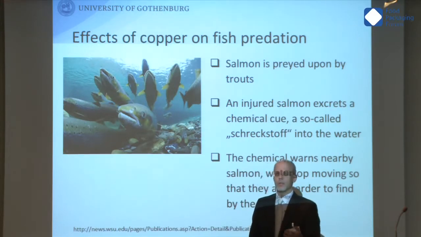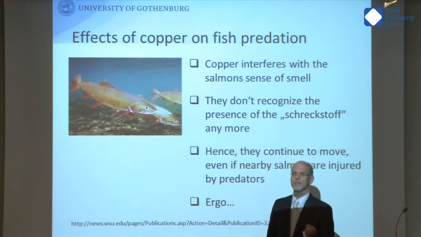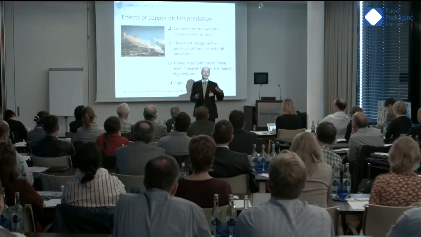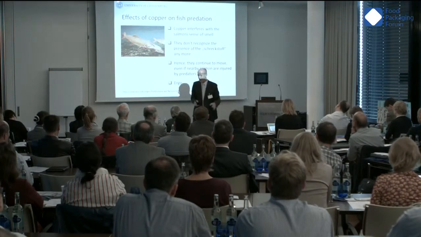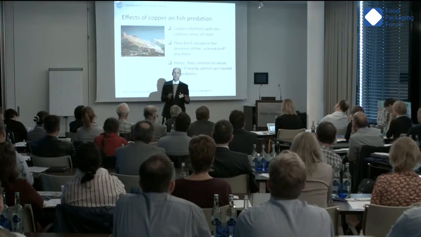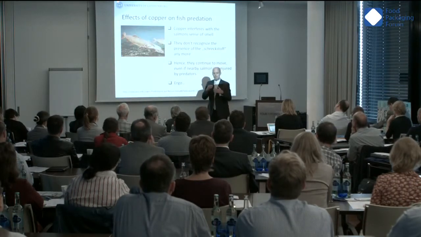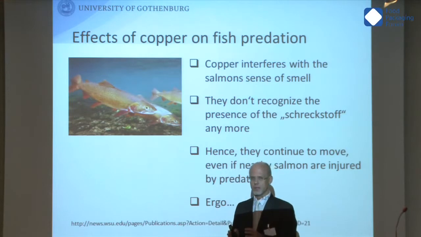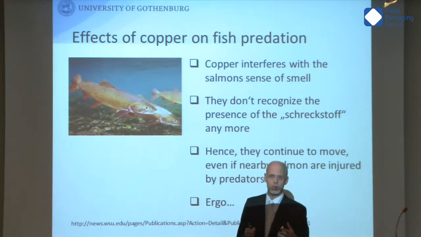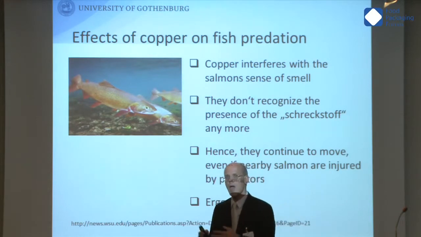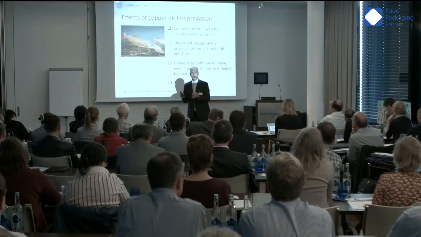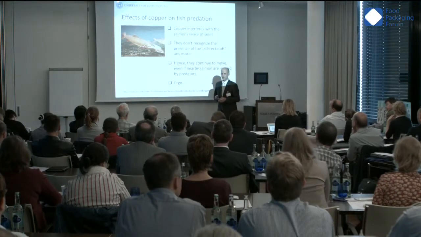The problem is very simple. Copper is interfering with the salmon's sense of smell. Meaning, if you have a certain copper concentration in the water, the salmon doesn't smell it anymore if a neighboring fish is injured. So they happily swim along and are happily getting eaten. So what we see here is an effect of a chemical in an ecological context that we usually overlook when we do standard chemical risk assessment, because that is very specific for the exposed organisms, it's very specific for the ecosystem. It still has substantial effects in an ecological context. And we are really struggling to get a grip on those indirect effects of chemicals.